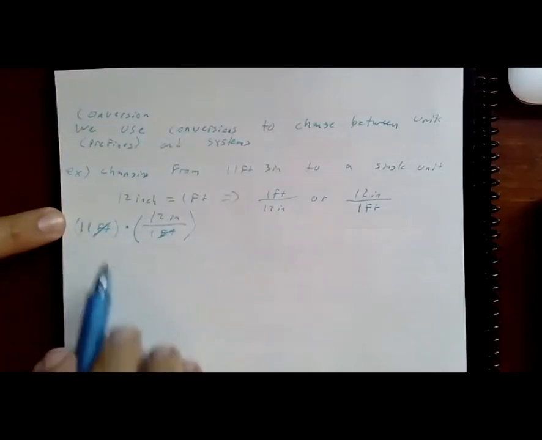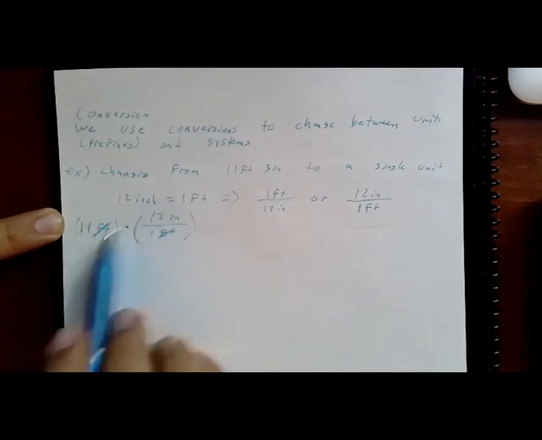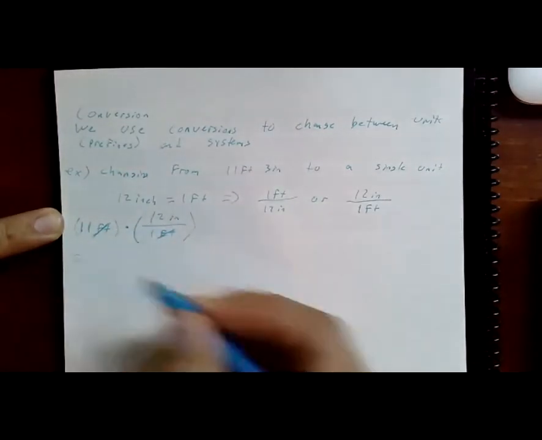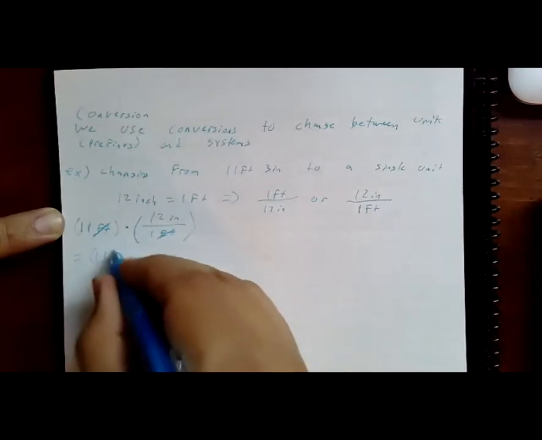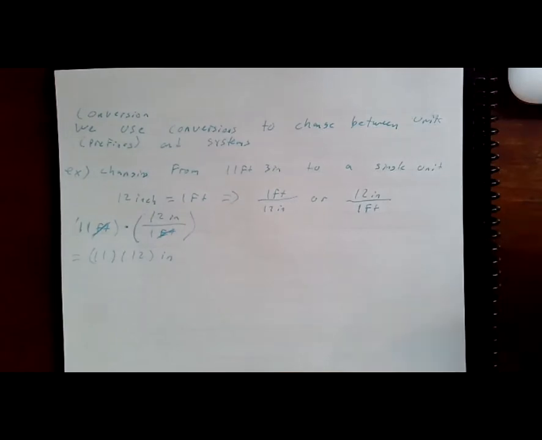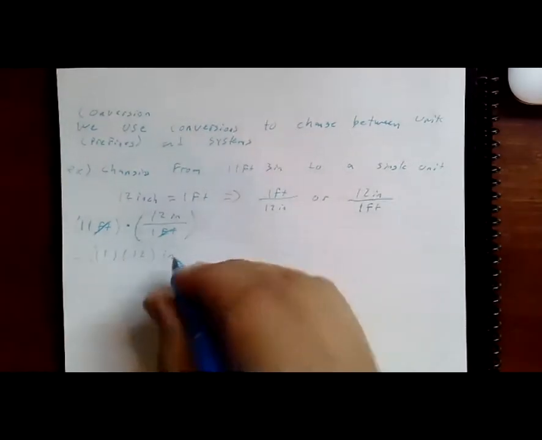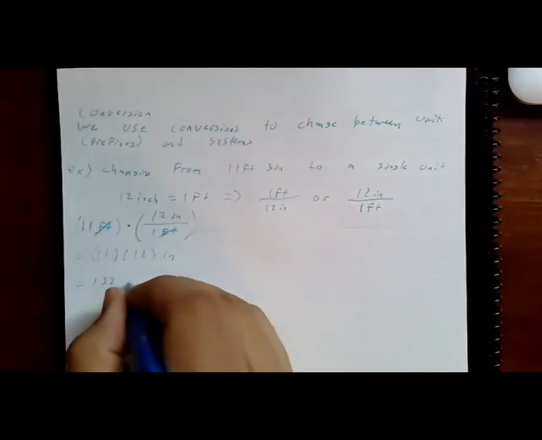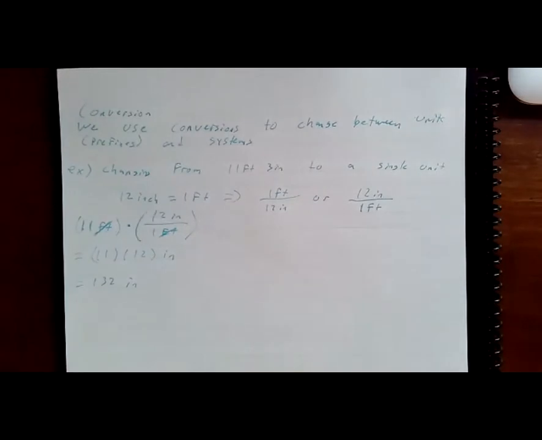And yes, again, we already know the answer to this, but the process is important. So that will give us 11 times 12, which will be in inches, right? Because the feet unit is gone. So 11 times 12, what's that going to be? Is that 132? Yeah. 132 inches. Okay. Does the idea make sense?